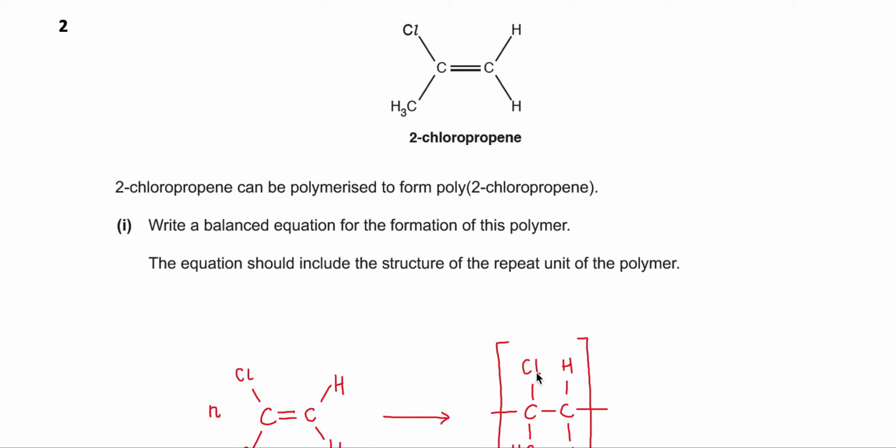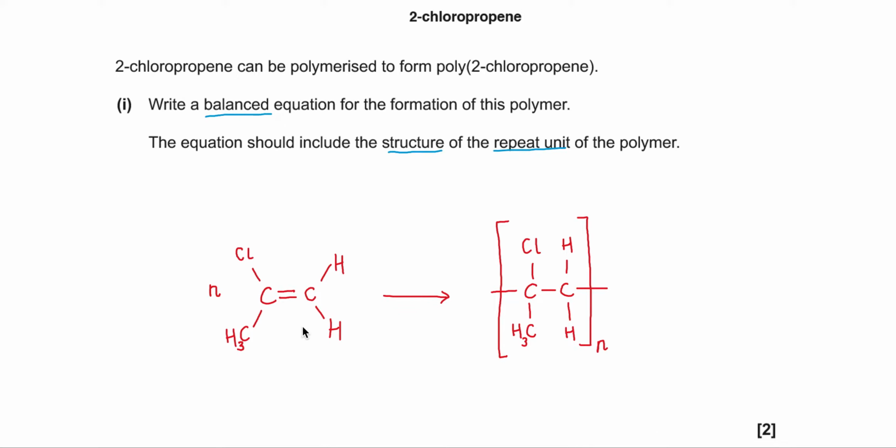Right, this question here is about polymers. They're talking about 2-chloropropene, which can be polymerized to form poly-2-chloropropene, and to write a balanced equation for the formation, and the equation should include the structure of the repeat unit of the polymer.